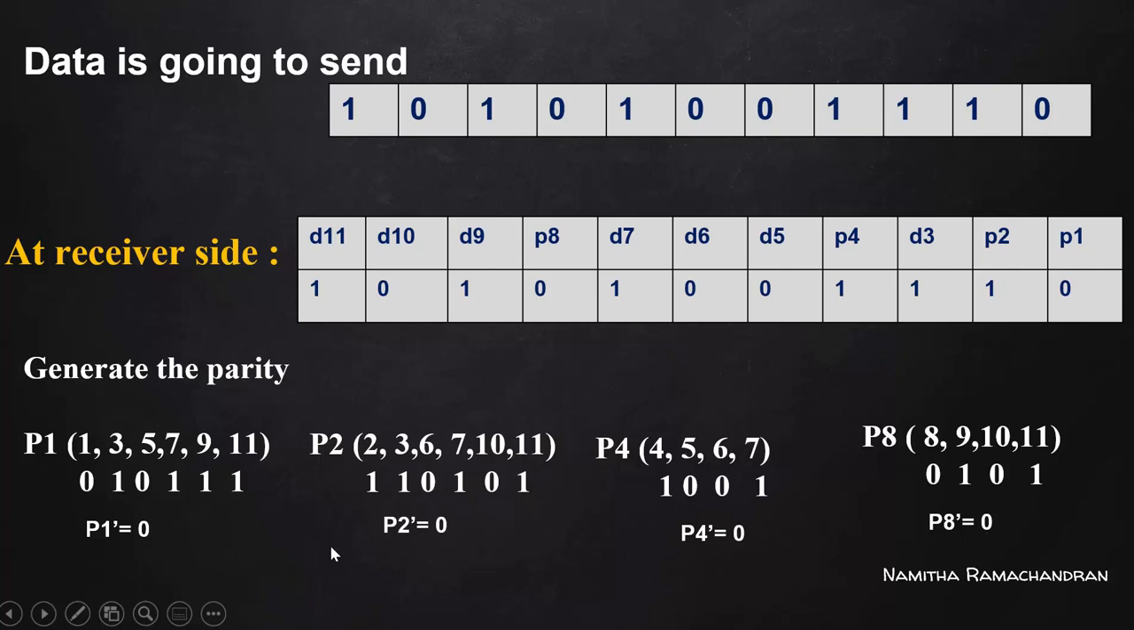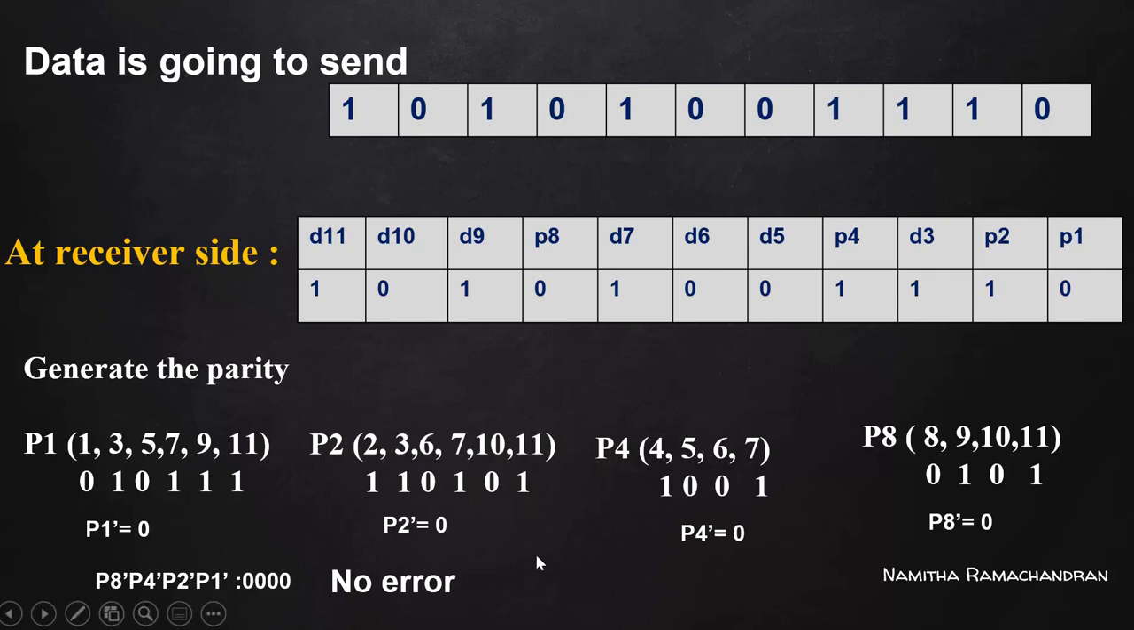Now we can arrange this P1 dash, P2 dash, P4 dash, P8 dash like this: P8 dash, P4 dash, P2 dash, P1 dash. Its value is 0, 0, 0, 0. So at the receiver side, after evaluating or counting the number of ones at each and every position like this, if this representation is full of zeros, then it indicates that after transmission, no error occurred to the data.